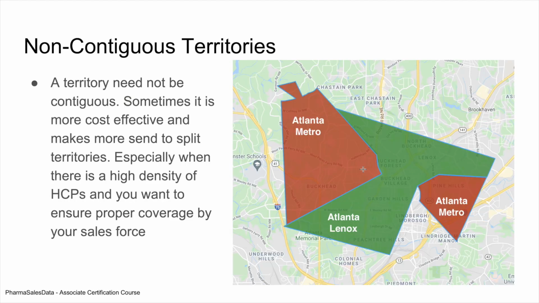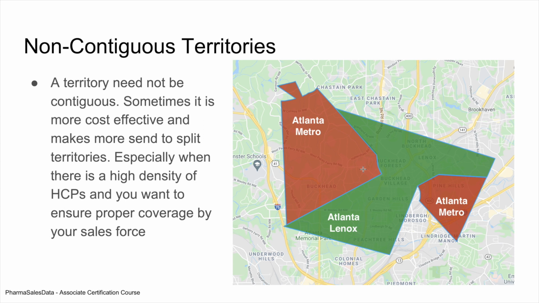And the last thing I wanted to discuss as far as using visual tools and mapping to help you determine what to do and how to align is a non-contiguous territory. I did mention it before, but I wanted to show a visual example. Sometimes it's more cost effective and it makes more sense to split the territory. In this example, we have Atlanta Metro and Atlanta Lennox. And it just made more sense based upon the HCPs in this example to split the Atlanta Metro territory out.